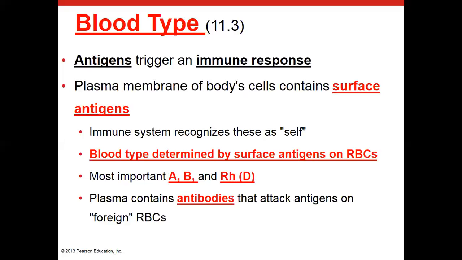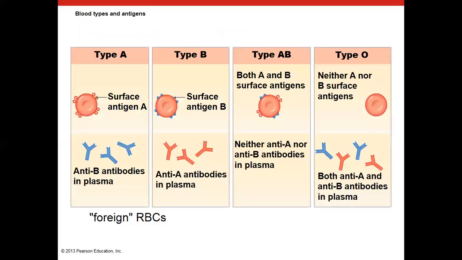The most important regarding blood type are an A antigen, a B antigen, and an Rh antigen. It's also called a D antigen. And basically the plasma, the fluid component of blood, can contain antibodies that attack antigens on foreign red blood cells. So if you were an A blood type and somebody gave you B type blood, your body would produce B antibodies to attack that foreign antigen. And there's an example of what type of antigen would be on the surface of a red blood cell and what antibodies would be located in that plasma.